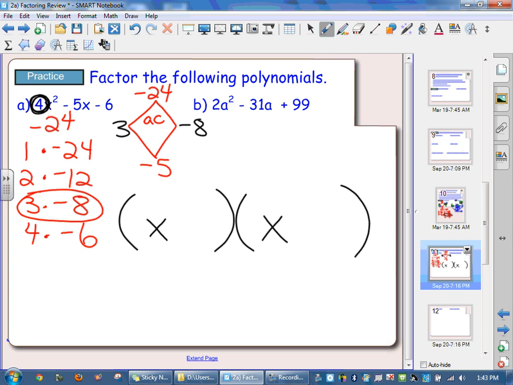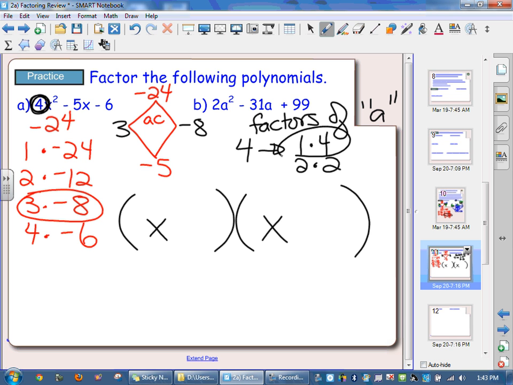So the factors of 4 that I'm looking at are 1 times 4 and 2 times 2. I need to use the 1 and 4, because if I use 2 and 2, the 3 and negative 8 can't both divide by 2 to give me an even number without a decimal. So I'm going to use 1 and 4. The 3 divides by the 1, the negative 8 divides by the 4.